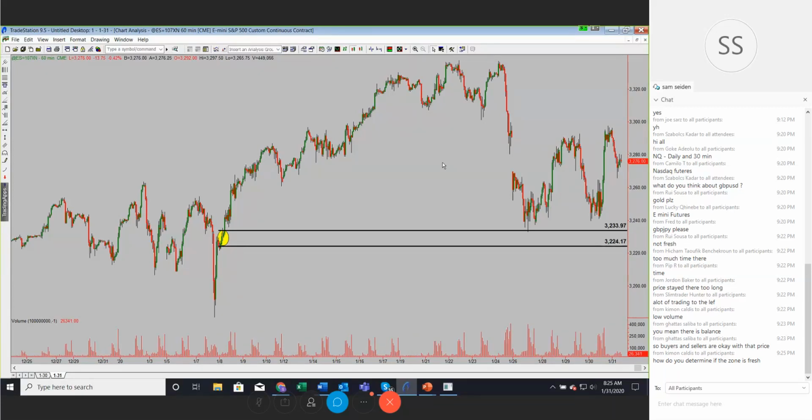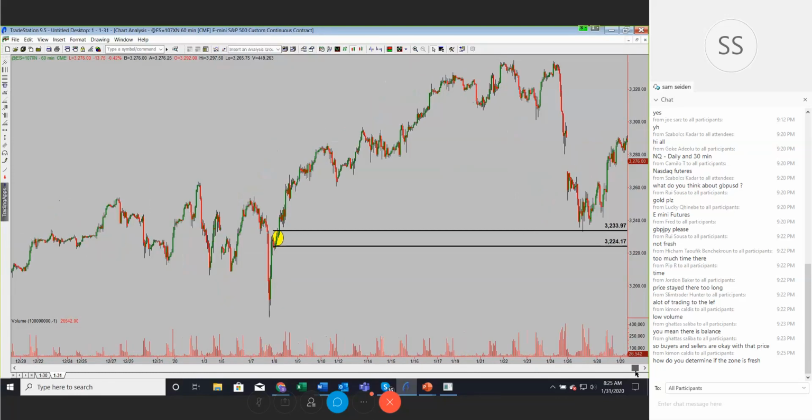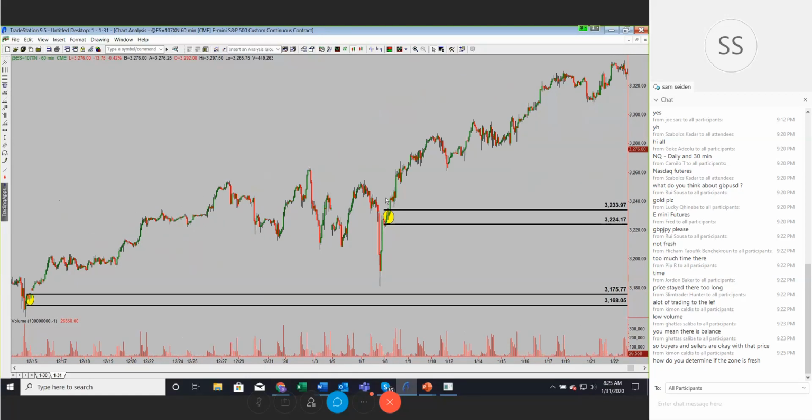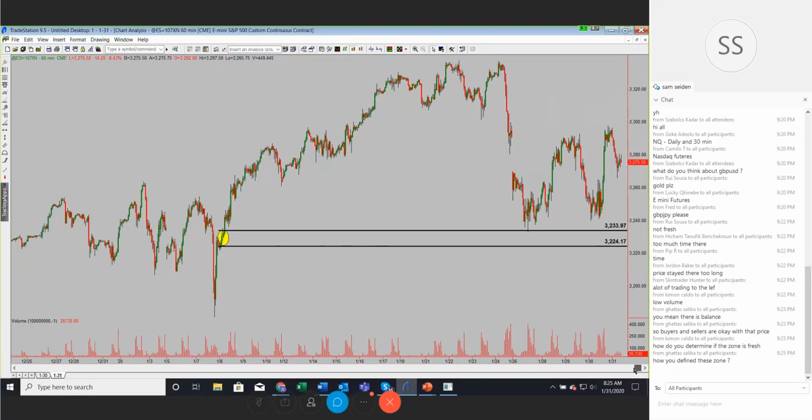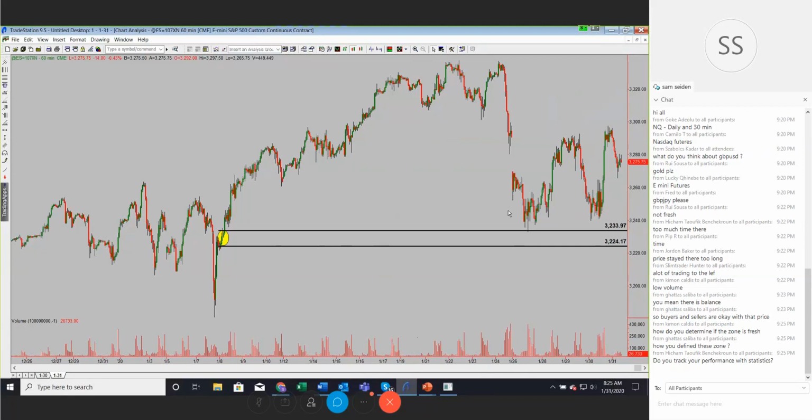Good question, Kim. How do you determine if a zone is fresh? Since the level was developed, has price been back to the level yet? Meaning, like this one, once that level became a level and we put it in, it's fresh until price comes back there once. Which it did earlier in the week for us. It's not fresh anymore.